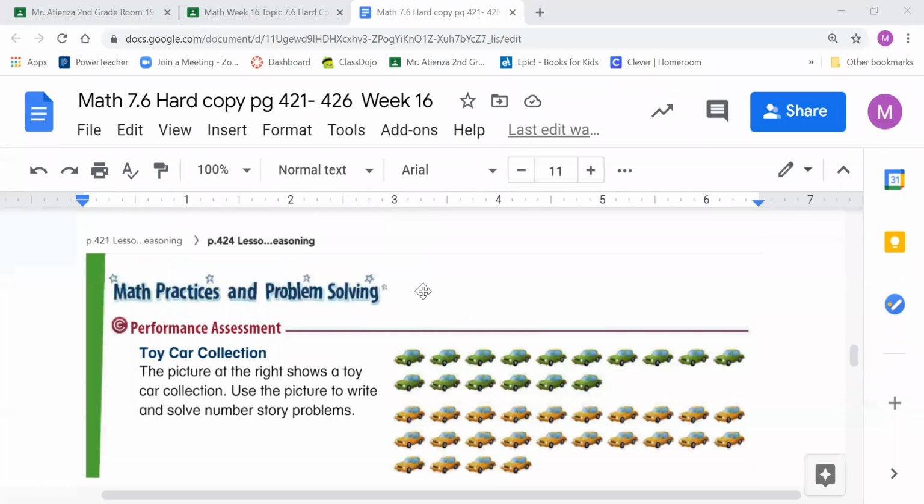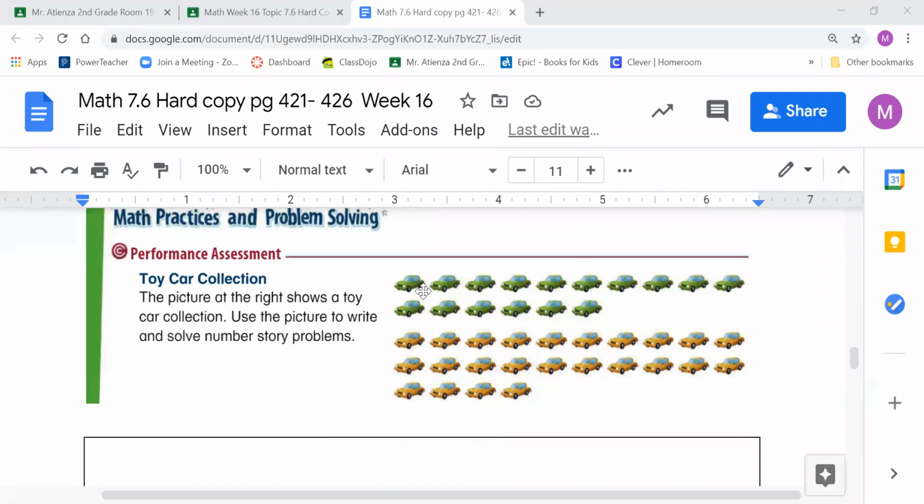Check, check. Math, page 424. Writing, number story problems. Okay, today we took a practice test.